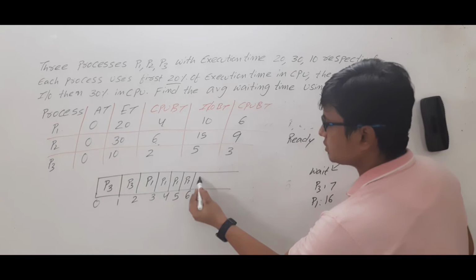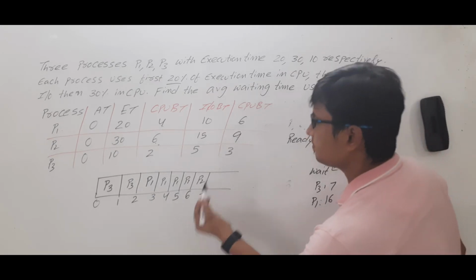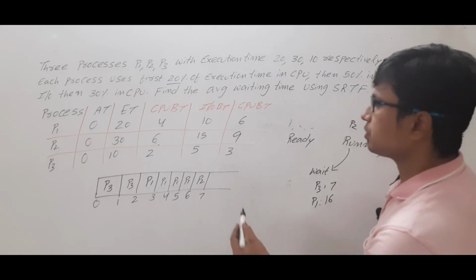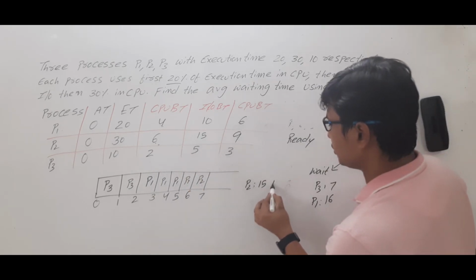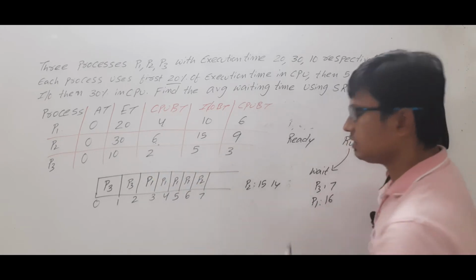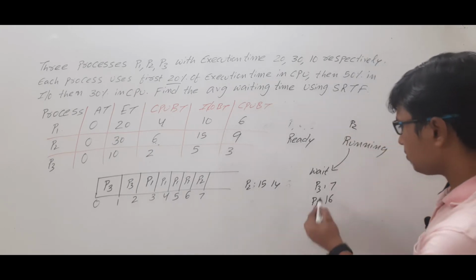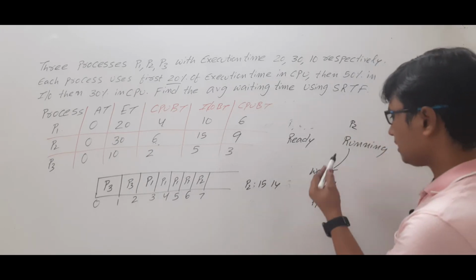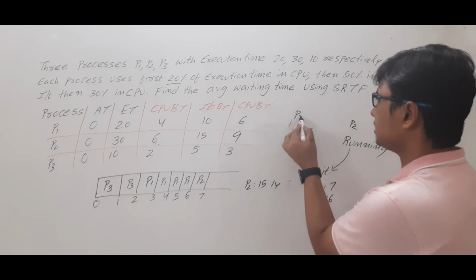And process P2 will run for 1 unit of time. Is it clear? So process P2's remaining burst time is 14. Is it clear? Because total burst time is 15, 1 unit it has run, so its remaining burst time is 14. Now at 7 units of time, process P3 will complete its task in the waiting state. It will come back to the ready state.